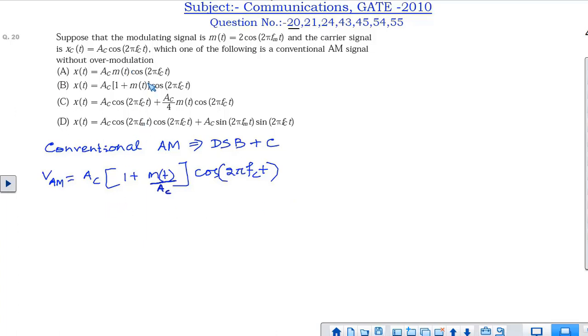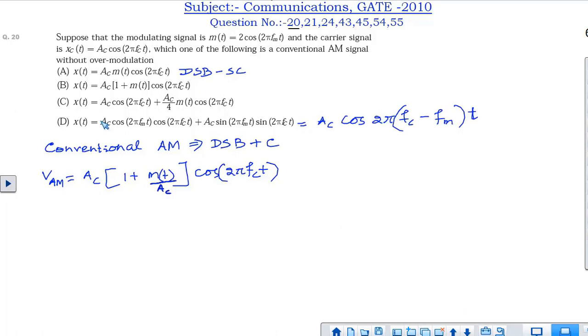Now let us check each and every option. The first one is simply DSB with suppressed carrier, because there is no plus Ac cos 2 pi fc t. Here if you see, if you expand this, the Ac cos 2 pi fc t is there as a separate term, but here there is no Ac cos 2 pi fc t, that is the carrier is suppressed in this case. That is why this is called DSB-SC. So this is not a conventional AM modulation.